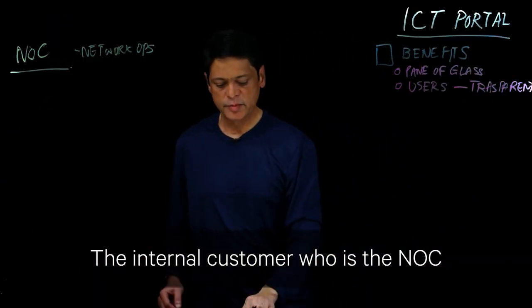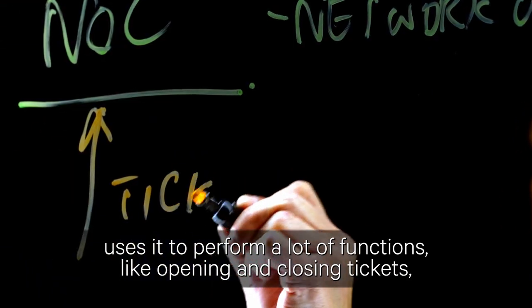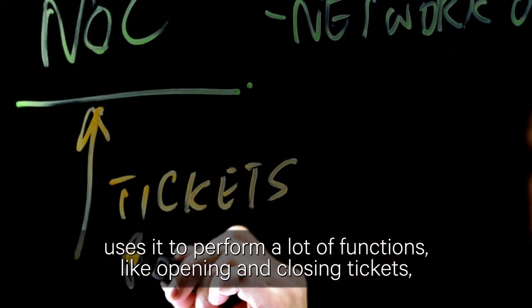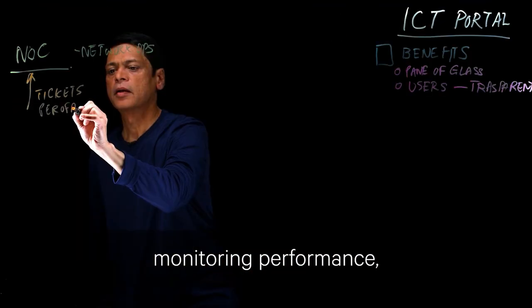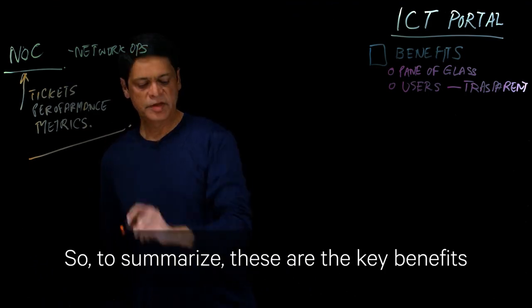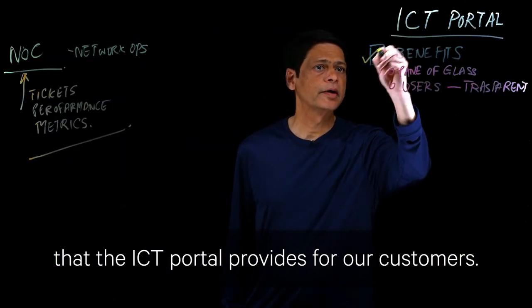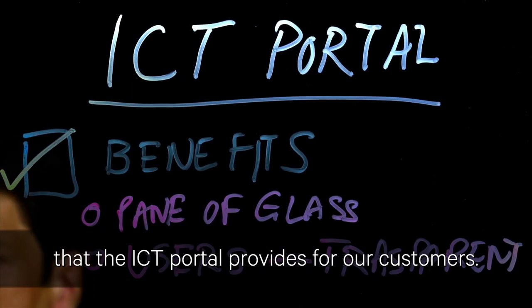The internal customer, who is the NOC, uses it to perform a lot of functions like opening and closing tickets, monitoring performance, metrics, and other things that we'll talk about. So to summarize, these are the key benefits that the ICT Portal provides for our customers.